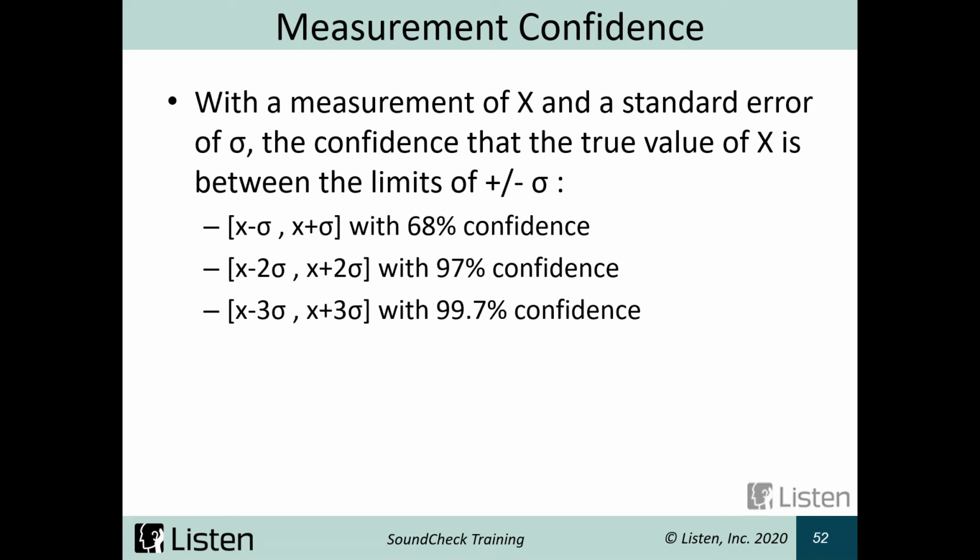If we have x minus 1 sigma, plus 1 sigma, we have 68% confidence. Plus or minus 2 sigma is 97% confidence. Plus or minus 3 sigma would be 99.7% confidence. These are the confidence limits.